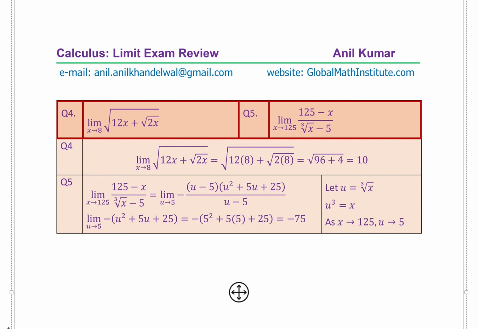Here, in question number 4, you just substitute the value. So we need to find the limit when x approaches 8. So substitute the value 8. Once you do that, you get 100 within the square root and the answer is 10.